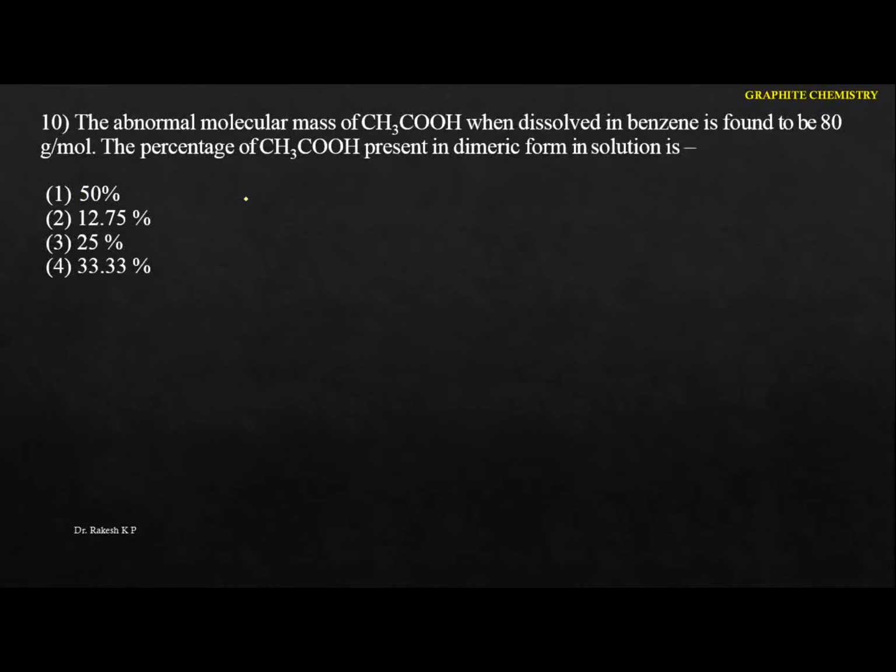So the Van 't Hoff factor i is nothing but the normal molar mass, where n stands for normal, divided by the observed molar mass, that is the abnormal molar mass. The normal molar mass for acetic acid is 60, and the observed molar mass we got is 80. So here the i value we got is 0.75.